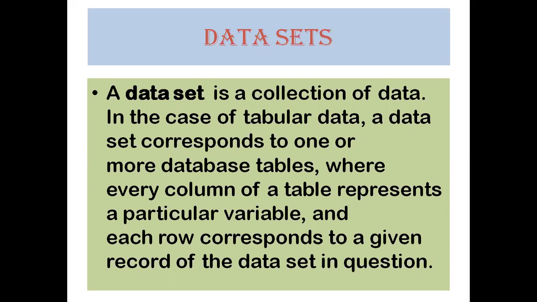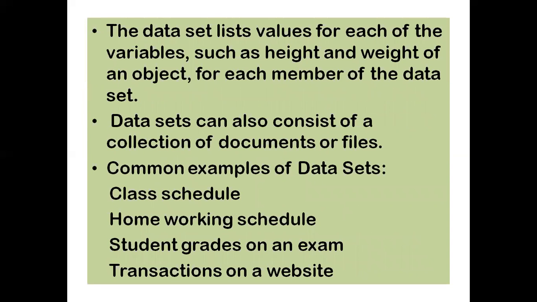For example, in tabular form, you can see the columns and rows, in which columns specify the variables or entities and rows specify the values of the entities or columns or variables. Next, the dataset lists values for each of the variables, such as height and weight of an object, for each member of the dataset. Datasets can also consist of a collection of documents or files. Not only a single data, but a collection of documents or files is also known as a dataset.